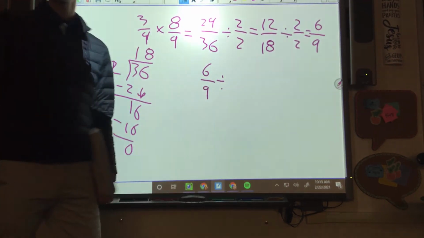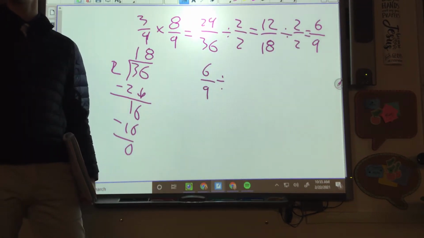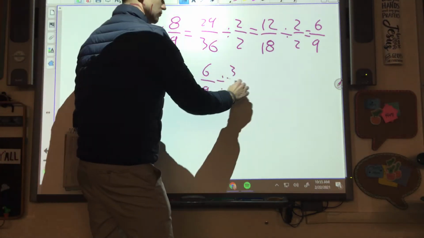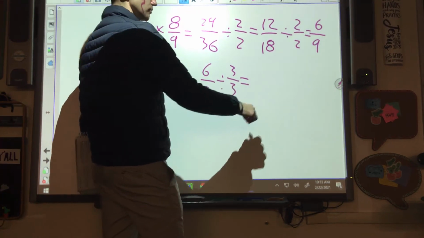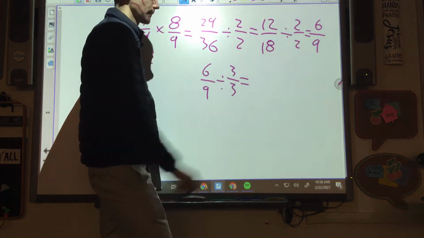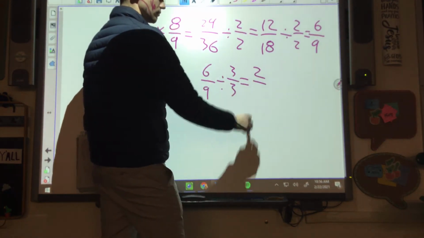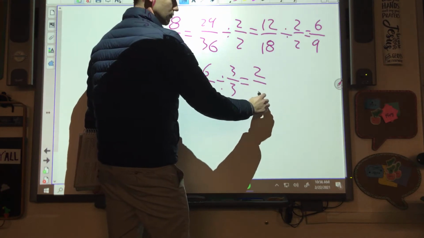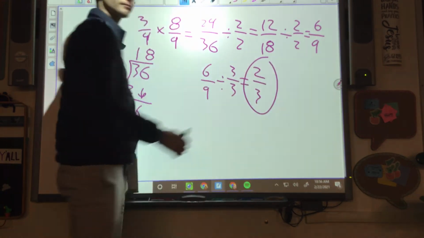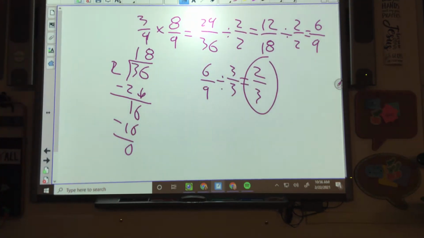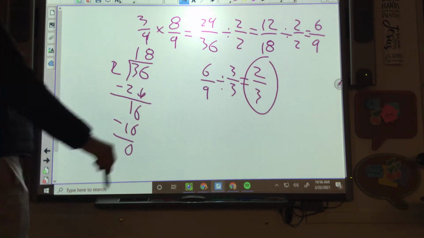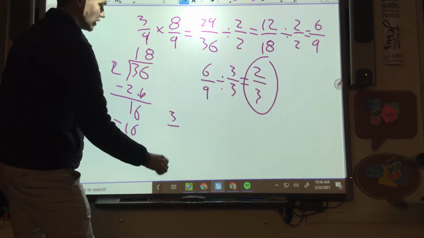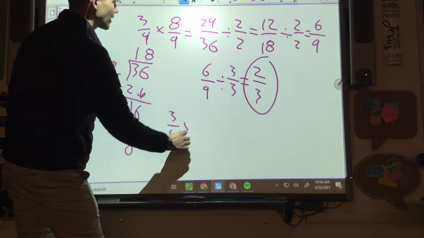6 and 9, we can divide them both by what? 3. 6 divided by 3 is? 2. And 9 divided by 3 is? 3. That's a long one. Okay, it looks like a long one. Let's go back to the beginning again.